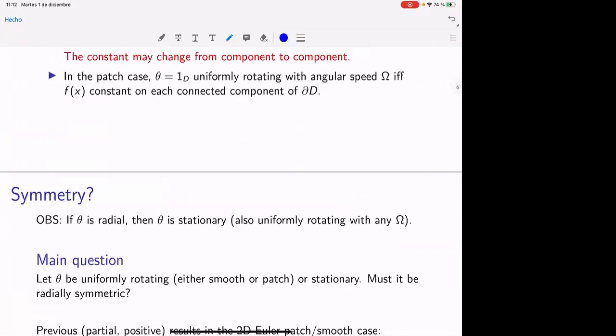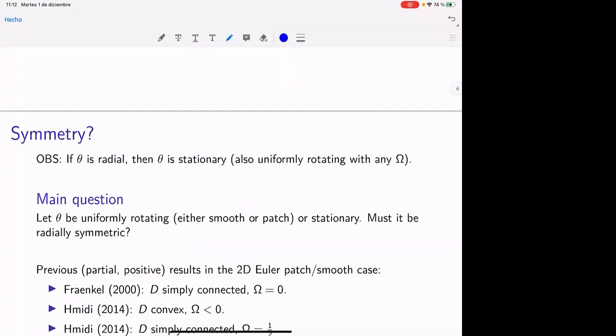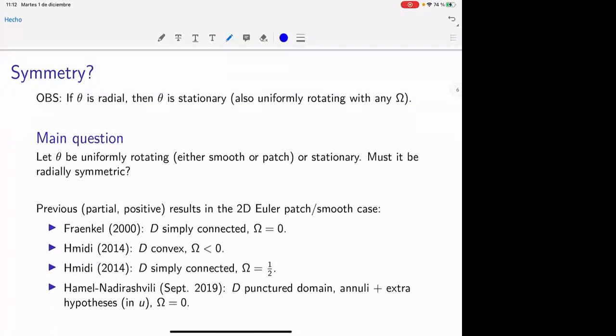Okay, so the main question is the following. There is this trivial observation that if you start with a radial initial condition or a radial function, then that's a stationary solution. And by our definition, this is also uniformly rotating with any angular velocity. So the difficult question is, can we say something about the reverse implication? If we are uniformly rotating or stationary, does the solution have to be radial? Is the solution forced to be radial in either of the settings? And this was done for some cases, but always or mostly with this simple connectivity assumption.